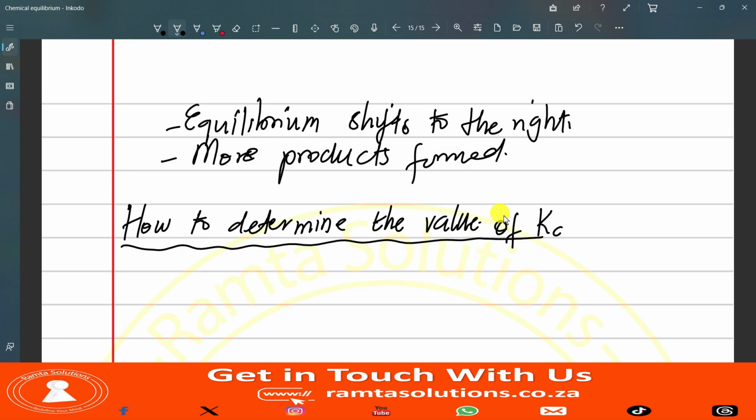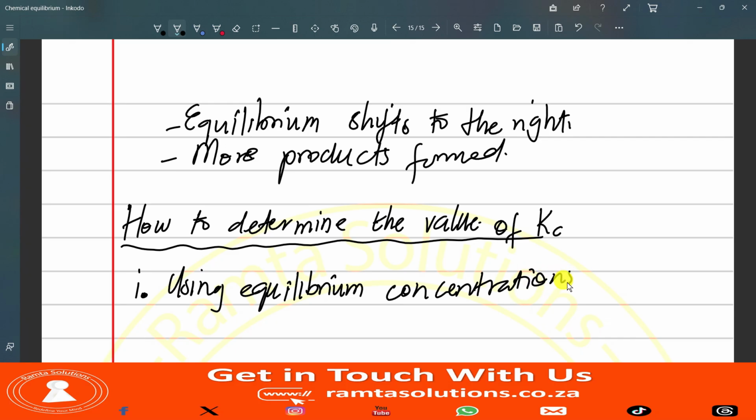Remember, I said to you, everything is done experimentally. But for you, you may, one, use equilibrium concentrations or amounts, or two, use the RICEE table.